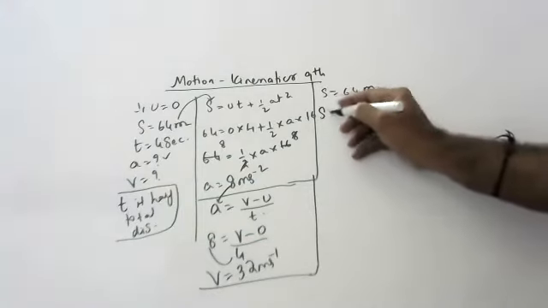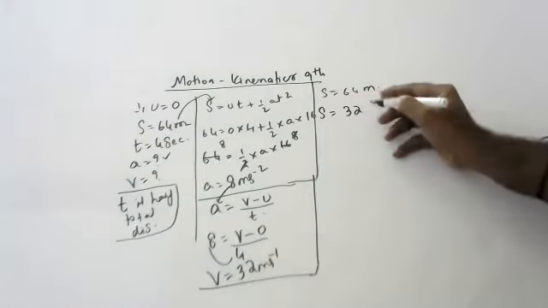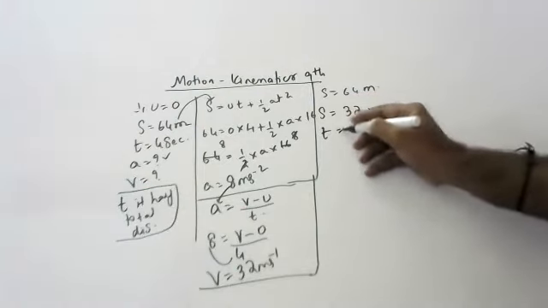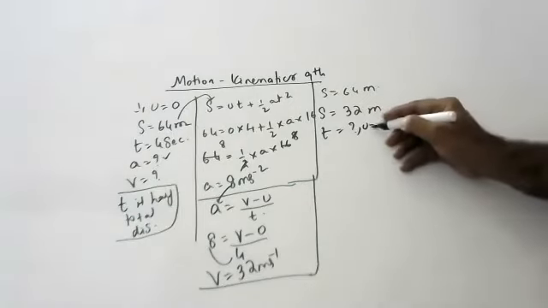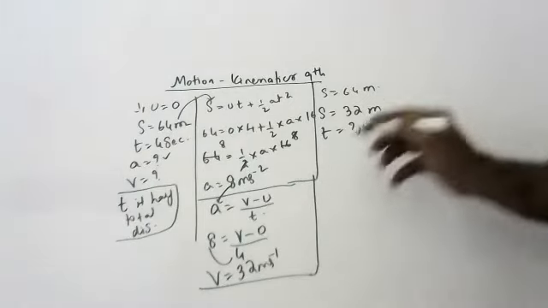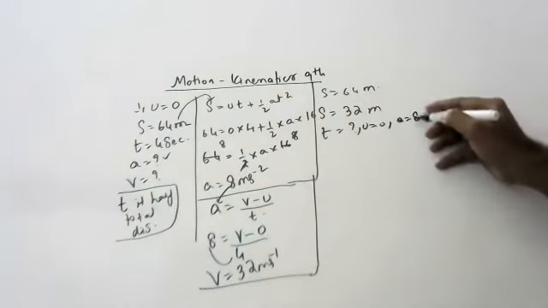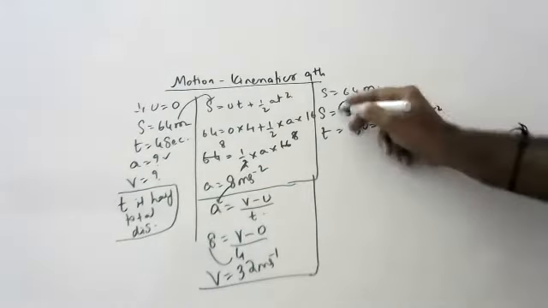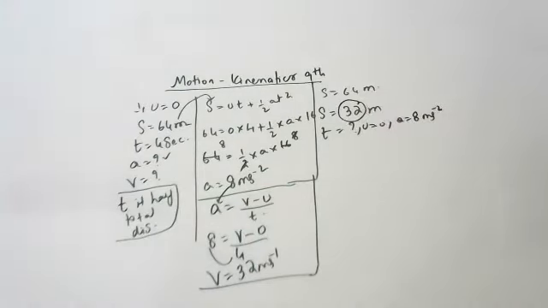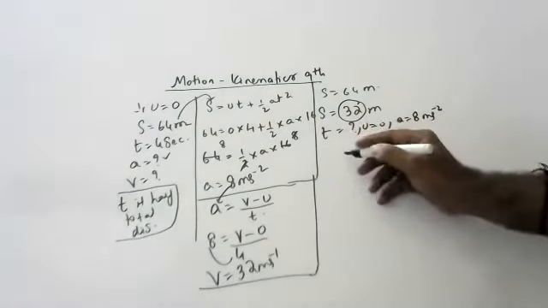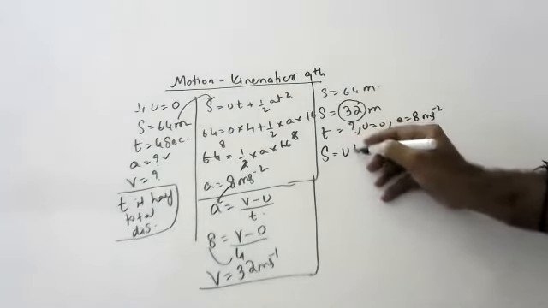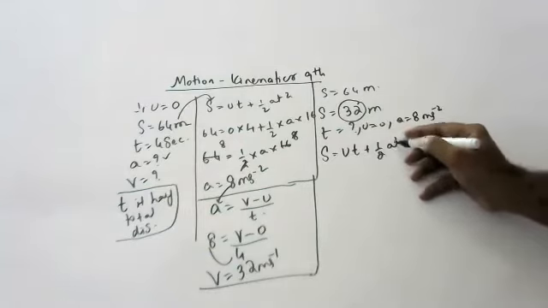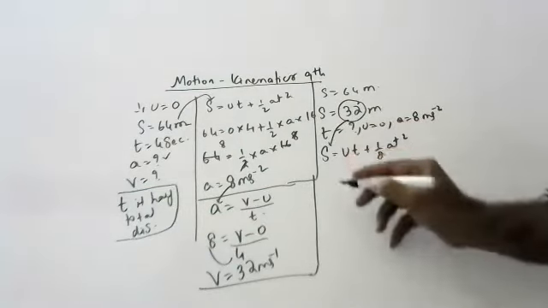Now, children, total distance covered is 64 meters. He is asking about 32 meters, meaning half the distance. In how much time will half the distance be covered? It is starting from rest, children, and acceleration is 8. In how much time will it cover 32 meters? So what will we do, children? S is equal to ut plus half at square.